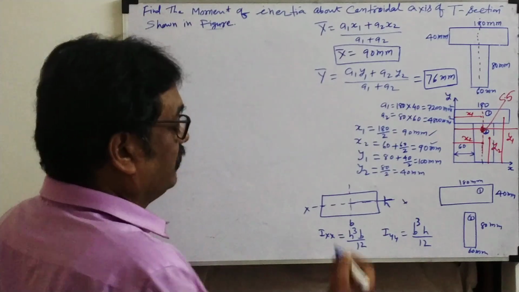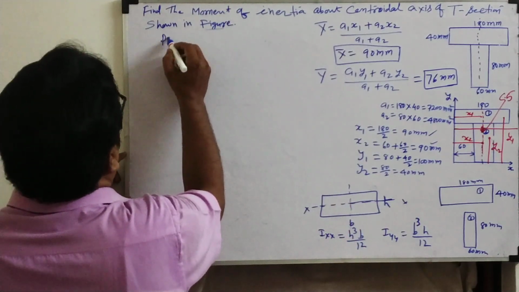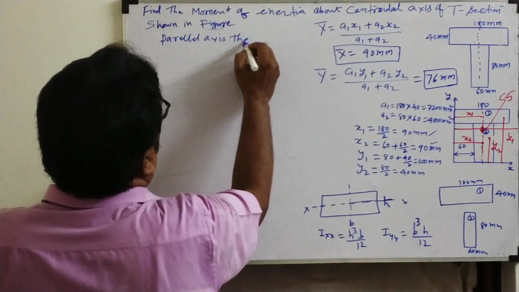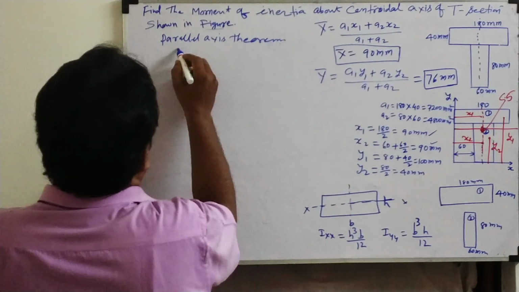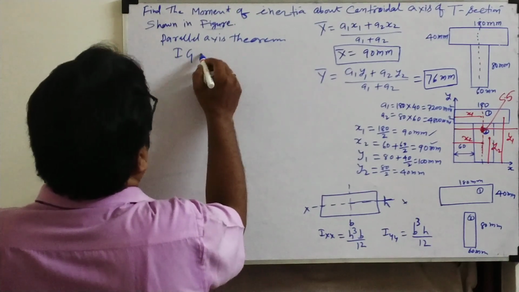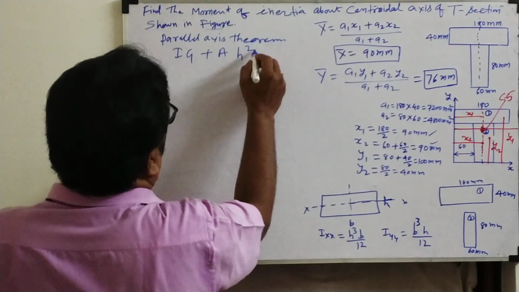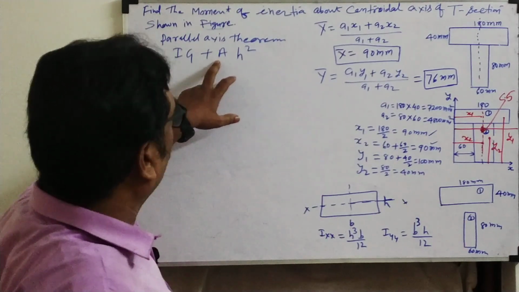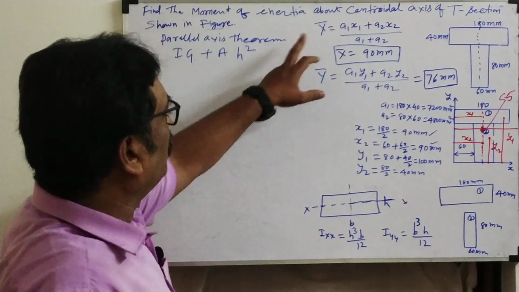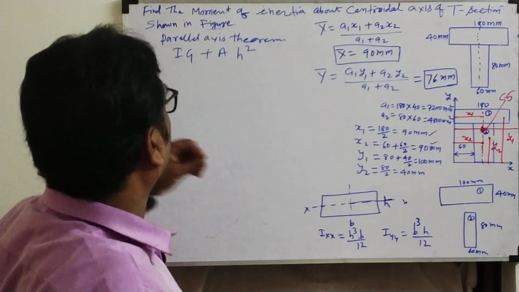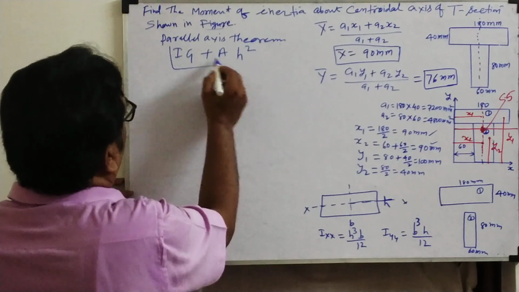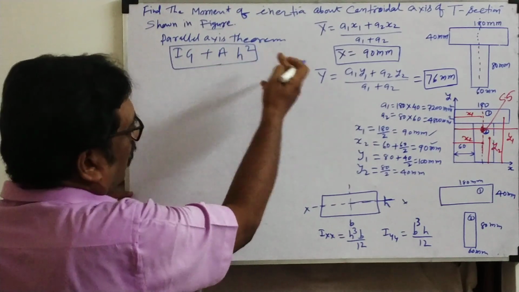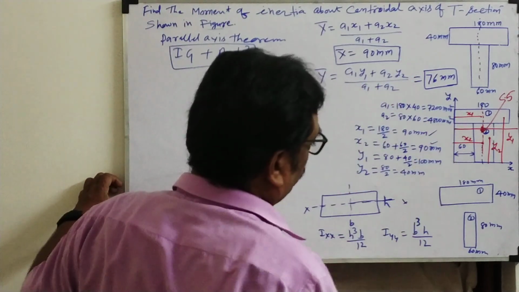Now what is the parallel axis theorem telling? Parallel axis theorem: Ig plus A h square. What is Ig? The individual section's moment of inertia. A is the area of the individual section. h is the center of gravity difference, final minus individual. So if we know this Ig, the h formula will be there. I will write it. So we have all the data with us.